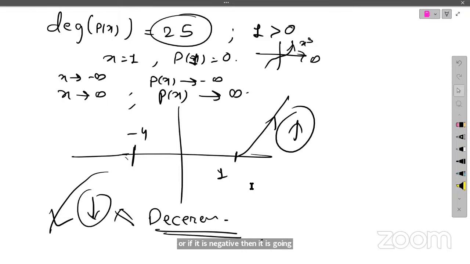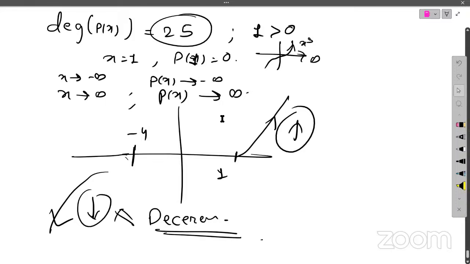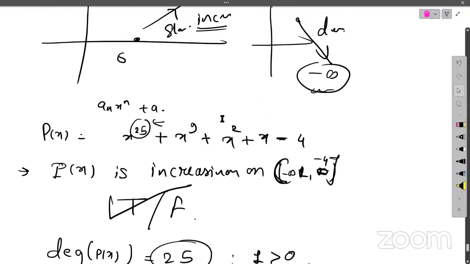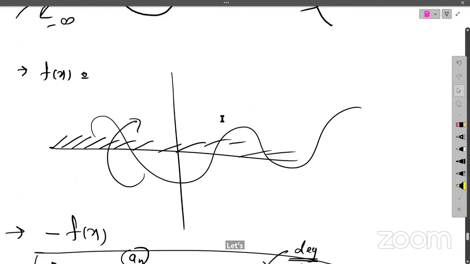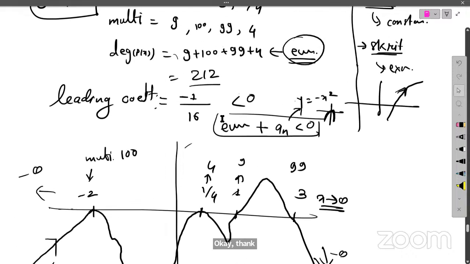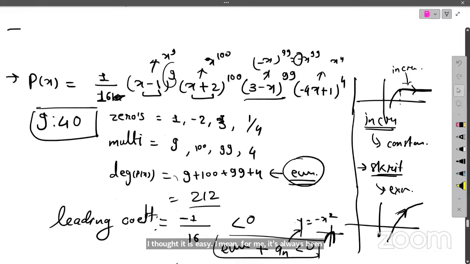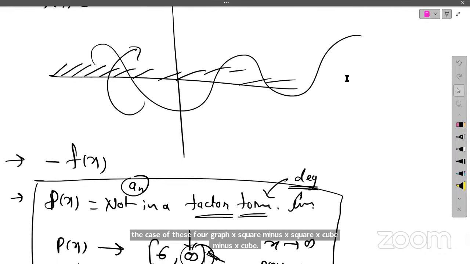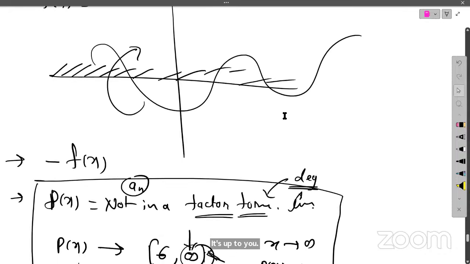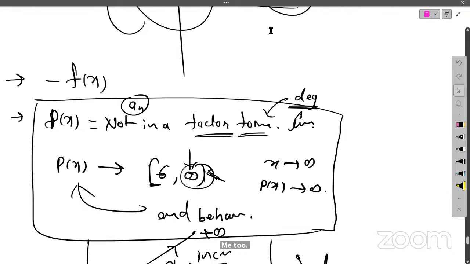Yeah, I think you can do it this way also. I mean, it's up to you. If it is easy for you to remember, you can remember in this way. That's also no harm. I thought it is easy. I mean, for me, it's always been the case of these 4 graphs, x square, minus x square, x cube, minus x cube. Me too. It's up to you. Okay. Now let's see, one thing that minus change, no?